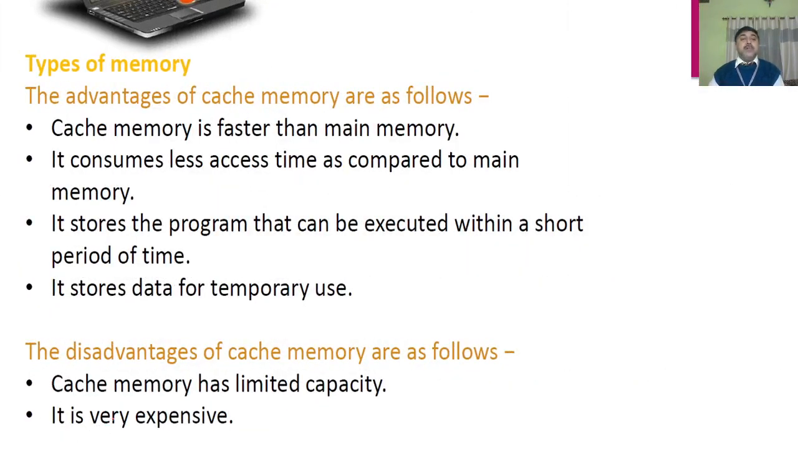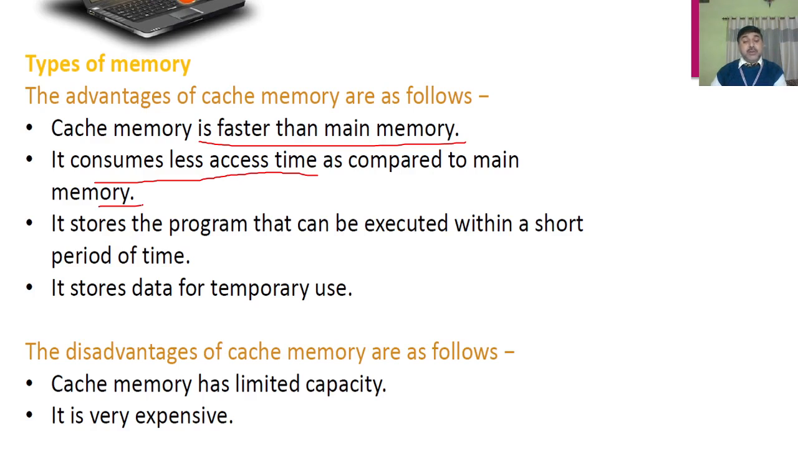Now, what are the advantages of this type of memory? The advantage of cache memory is that it is very fast. Cache memory works much faster than the main memory. In the main memory there is a particular section which is the cache memory, and the cache memory can store the data in a very fast way. Next, it consumes less time compared to any other memory section.